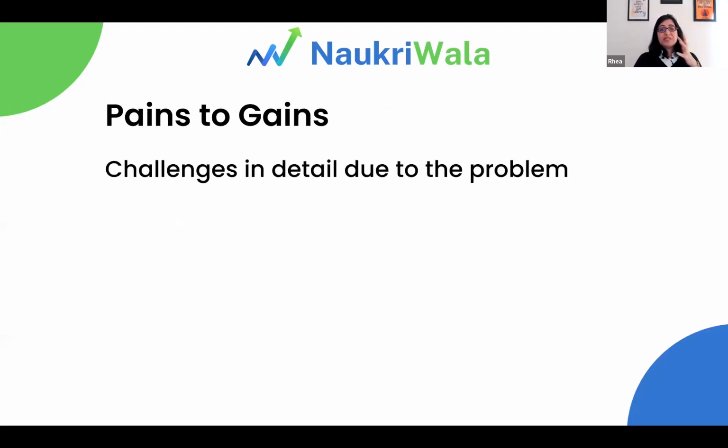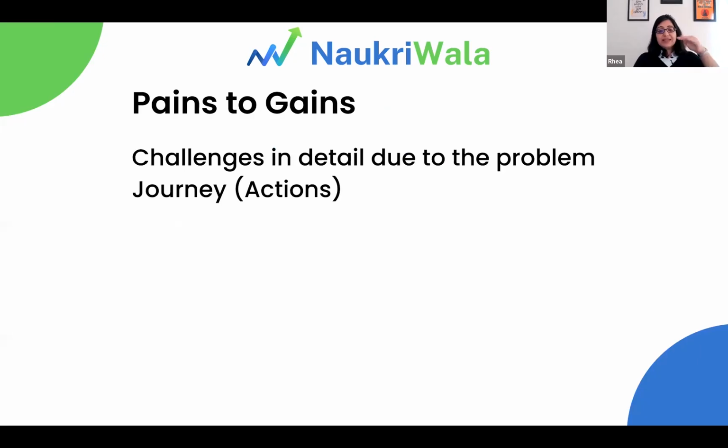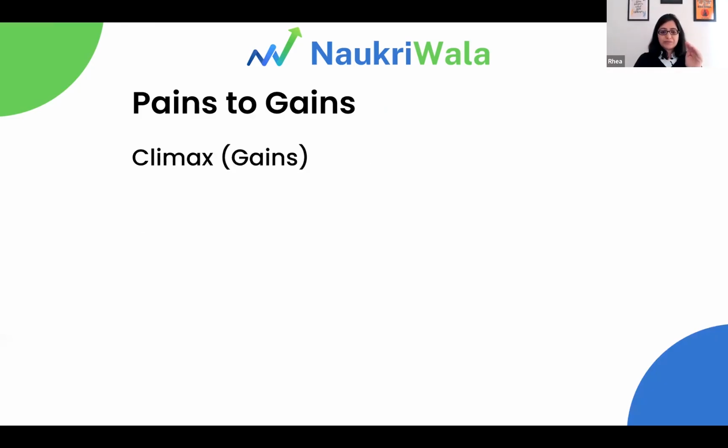Okay, so there's a pain. What all problems is he facing because of that pain? And then what attempts did he take? Attempt number 1, he failed. Attempt number 2, he failed. Attempt number 3, he was almost there, but he failed. And then final attempt, he was winning.